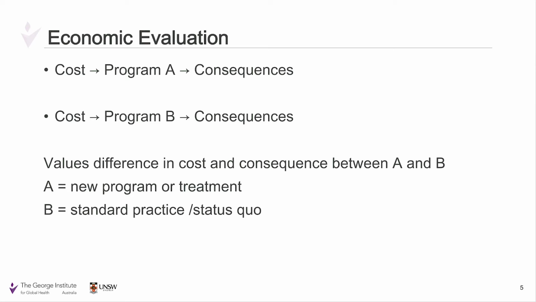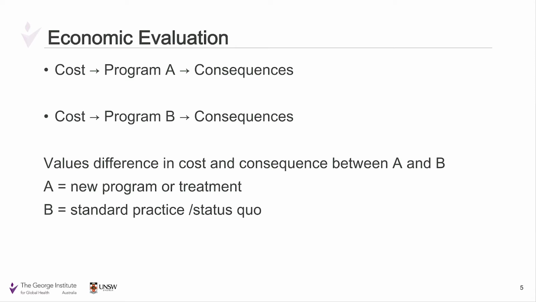So this is a diagram that basically shows you the structure of an economic evaluation. We have 2 programs, Program A and Program B. What we're interested in is both the costs, so what goes into both of them, and the consequences, what comes out the other end. Importantly, what we do in an economic evaluation is value the differences in the costs and consequences between A and B. So in a sense, we subtract one from the other: subtract the costs of A from B, and subtract the consequences of A from B.